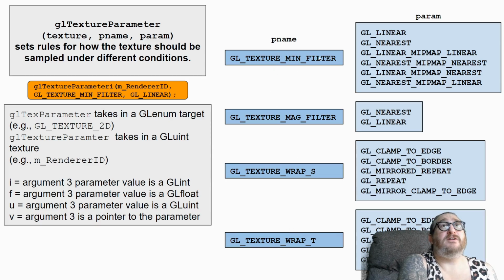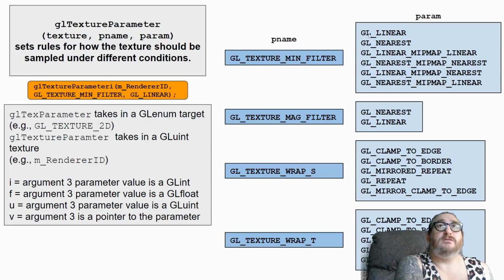So this is a min filter. What happens when I shrink the image? What happens when I grow the image? What happens at the edge of the image in the X direction? What happens at the edge of the image in the T direction or Y direction? And for the textures, they use the coordinates S and T. Over here under parameter, these are for each P name. These are the set of parameters allowed.